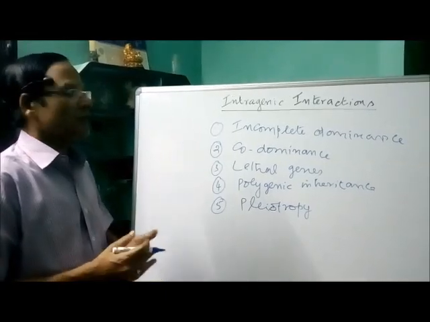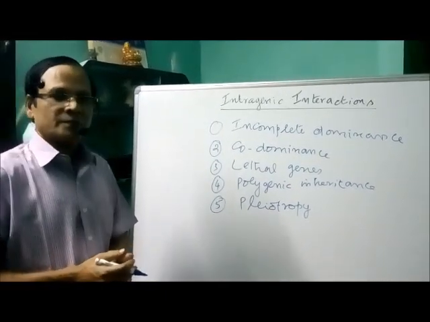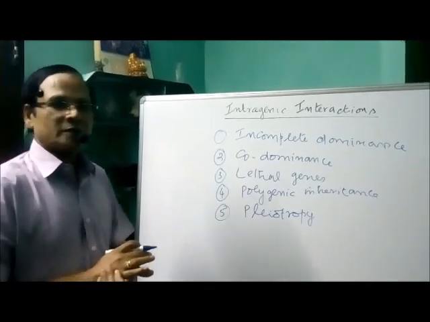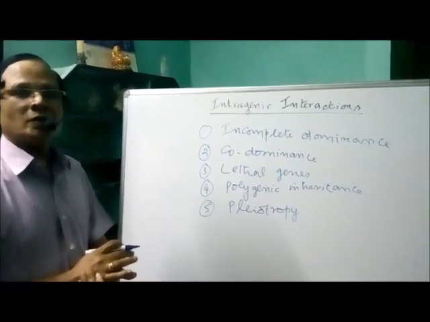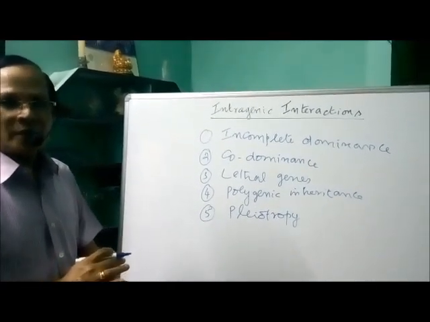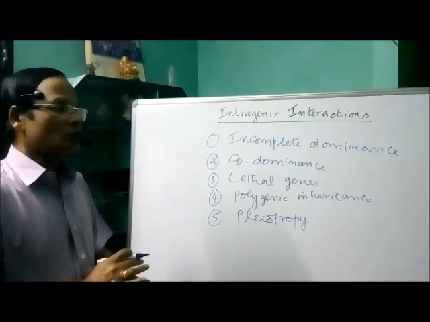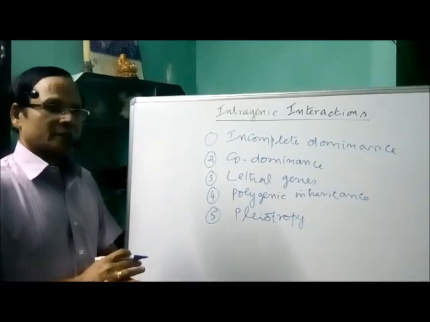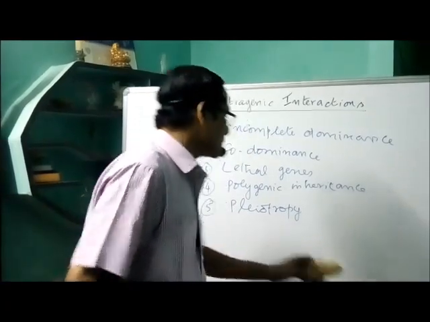Now we'll take incomplete dominance, and how the character occurs. In the case of incomplete dominance, there are two alleles, and one allele is not completely dominant over the other allele. This phenomenon is called incomplete dominance. So let's take the examples and then we'll discuss.